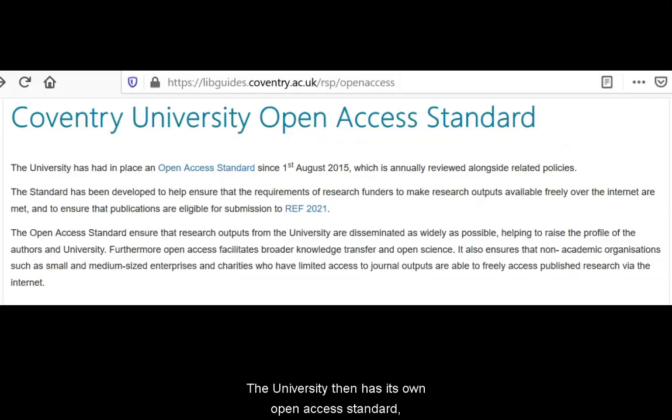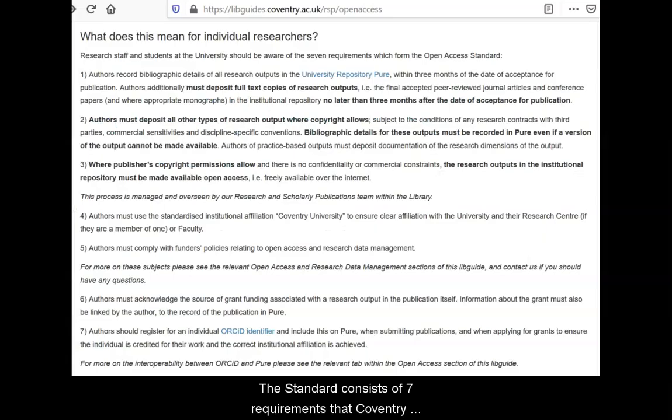The university then has its own open access standard, which first came into effect in 2015, and is designed in part to reinforce the REF policy and promote good practice at the university. For authors who are not being returned for REF, such as postgraduate research students and staff employed on teaching-only contracts, the terms of the University Open Access Standard still apply. The standard consists of 7 requirements that Coventry University researchers are expected to satisfy.